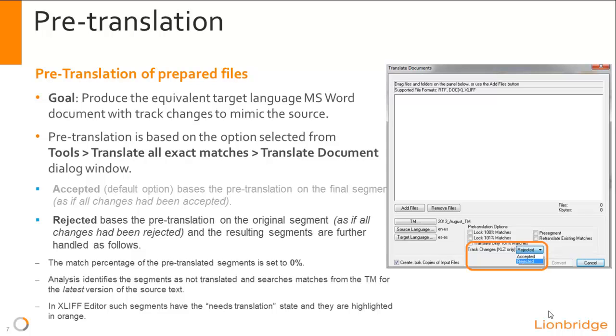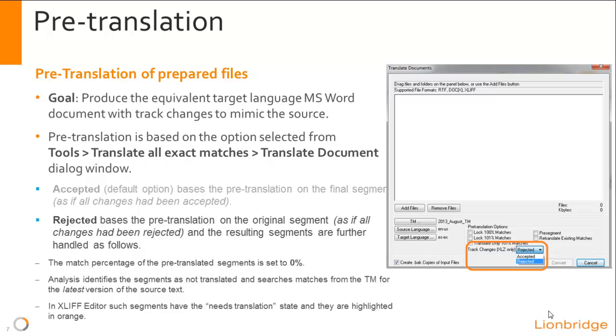It is important to have a clear idea of what you are trying to achieve when running pre-translation on files with track changes. The most common goal is to mimic the source document with track changes to get a deliverable target document with track changes. That is, using pre-translation as the baseline to implement track changes. Having this in mind, let's now focus on how to pre-translate our file.